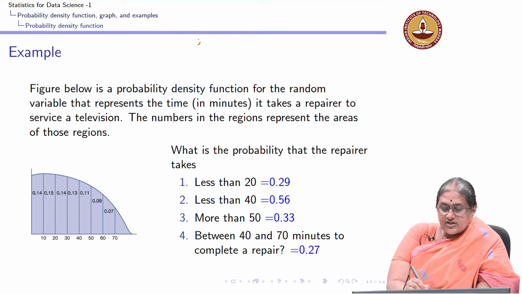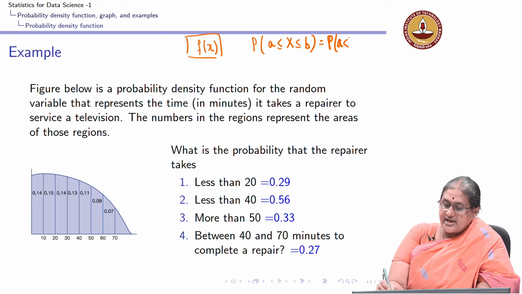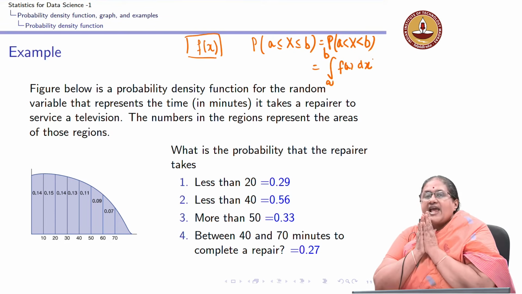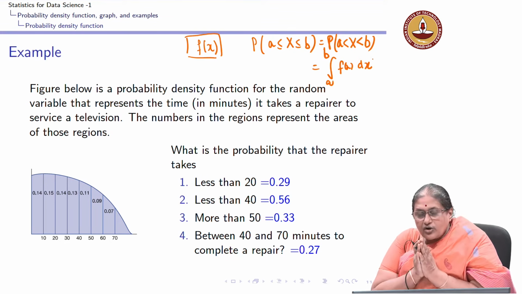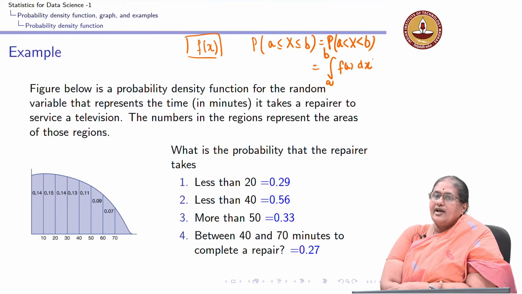So, what we have learned so far is to understand what a probability density function is, and that probability A is less than or equal to x is less than or equal to B is the same as probability A is less than x is less than B, which is the integral from A to B of f(x) dx, which is the area enclosed between A and B of the curve f(x).